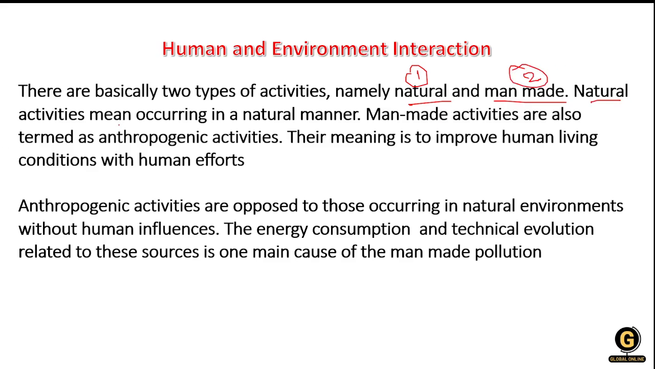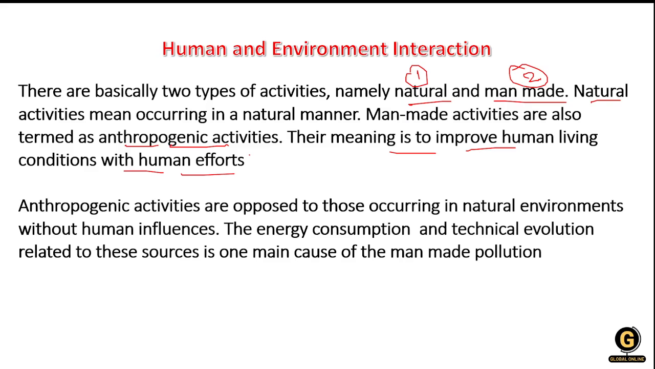Okay, natural activity means what? Which can occur from nature, which is happening through the nature, which is happening due to the nature, that is called natural activities totally. And man-made activities, which are not occurred from nature, which are not made by nature, which are not due to the nature, which are totally done by the humans. Or where the condition is improved by the humans. Clear? Man-made activities are also termed as anthropogenic activities. Clear? Their meaning is to improve human living conditions with human efforts. Clear?